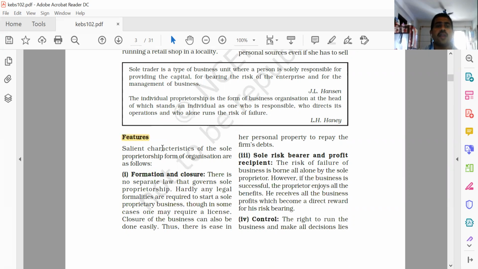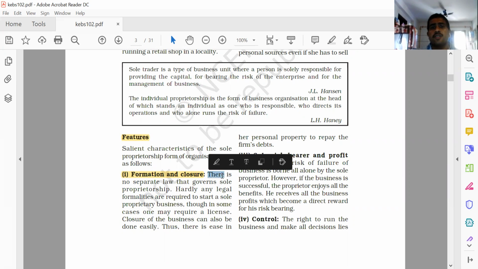Now, the most important thing is the features, that is the characteristics. What are the characteristics? The first is the formation and the closure. That means how to establish this sole proprietorship and how to close this form. First of all, there is no separate law. It's very easy, right? What they want to say is there is no separate law that governs the sole proprietorship.